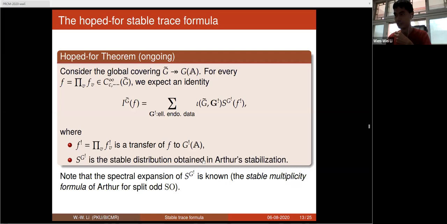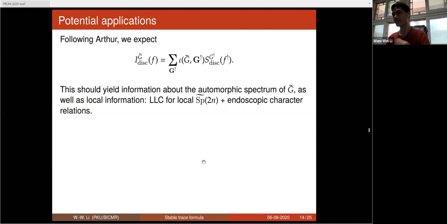Some standard arguments should also tell you that the discrete part of the trace formula also matches. Discrete means the terms with M equals G, if I remember correctly. It's something about the discrete spectrum plus some other information. So the hope is this can give some information about the automorphic spectrum and also local information. For example, we hope for local Langlands for the local metaplectic groups and also some character relations.